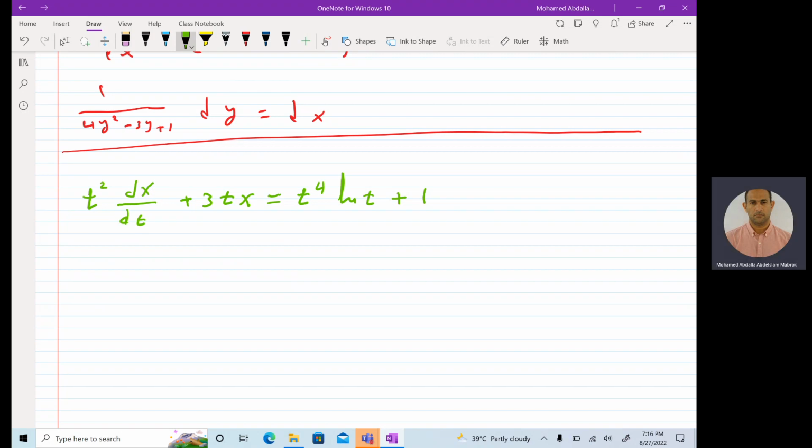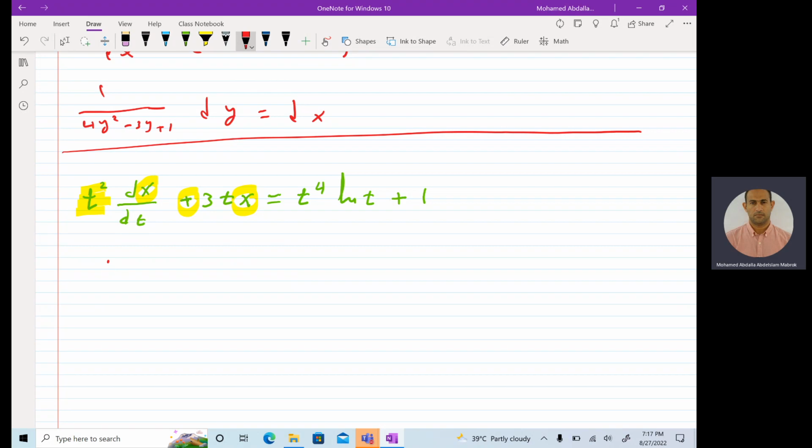Is it linear? First of all, remember the independent variable is t and the dependent variable is x. So x works as y in our standard form, and t works as x. So is it linear? I guess yes, it is linear, but it needs some workaround. So we need to get rid of this t squared, and it has 1x here, 1x here, so everything is in place except this t squared. So what we are going to do is divide by t squared.